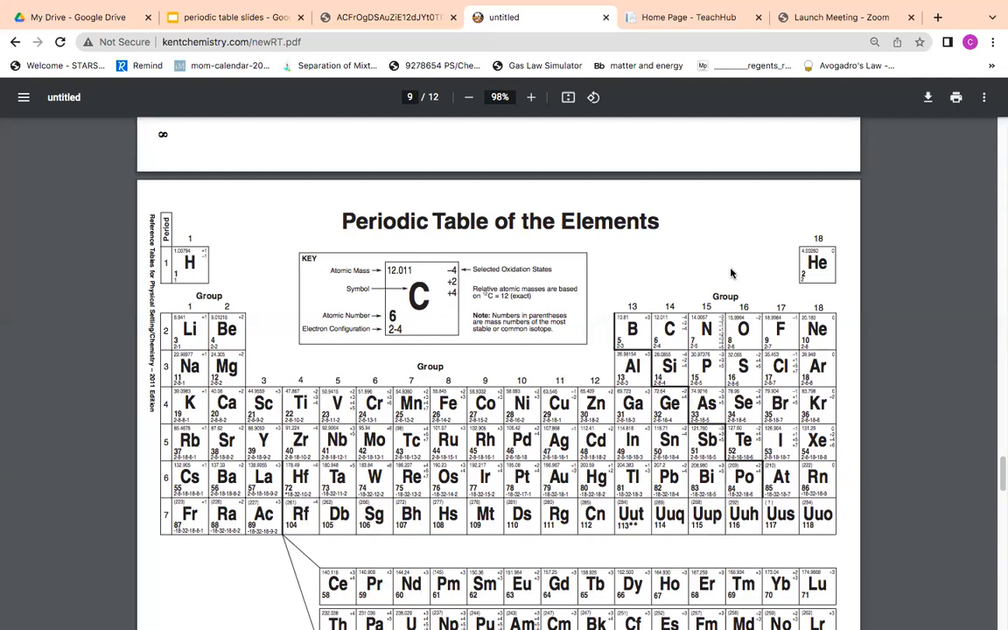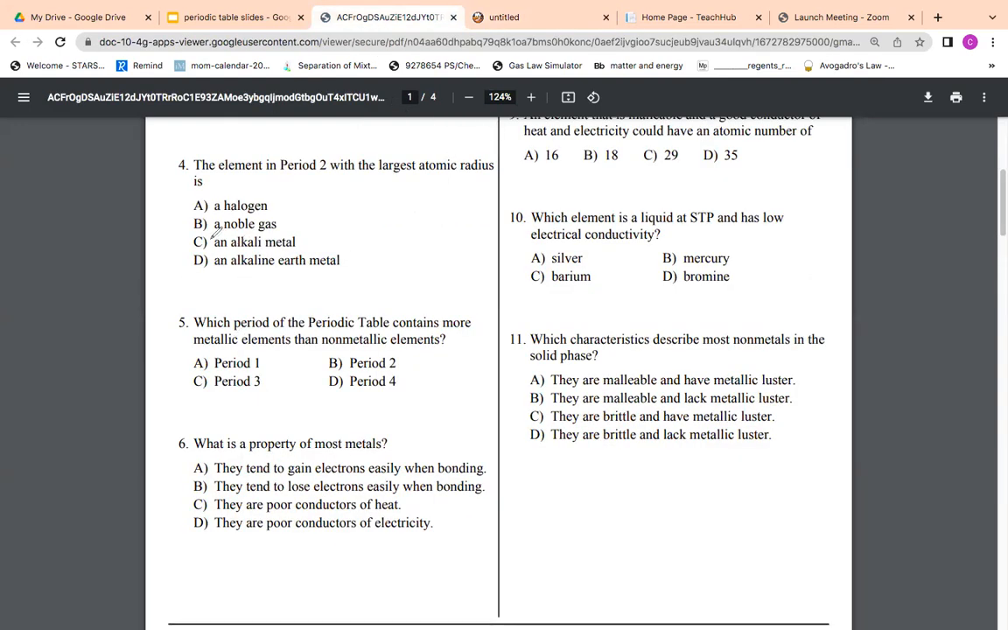Now, again, the general trend is that as we go across a period, things get smaller, except for when you hit the noble gases. Now, the noble gases are always slightly bigger than the things before them, but typically the largest thing in each period is going to be the first thing that you see over here. Okay, so the thing that's going to be biggest in period 2 is lithium, and group 1, these are the alkali metals. So we are going to want to go with choice C, alkali metal. Number 5, which period of the periodic table contains more metallic elements than non-metallic elements?